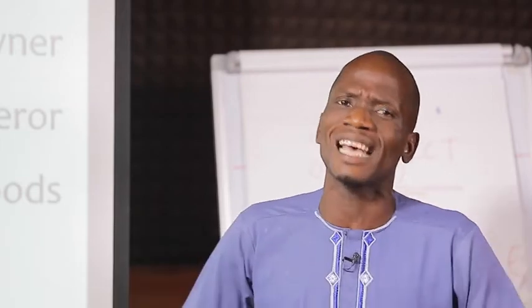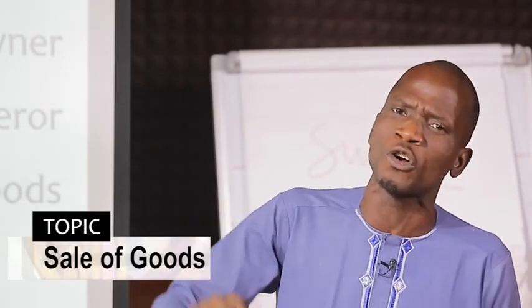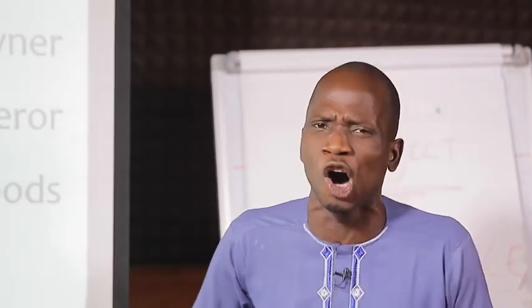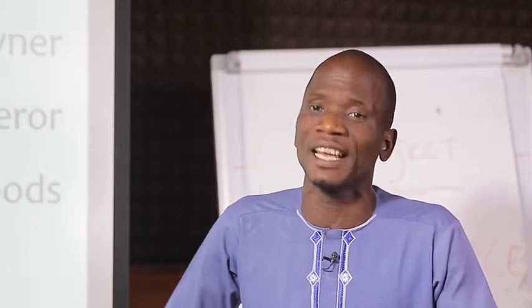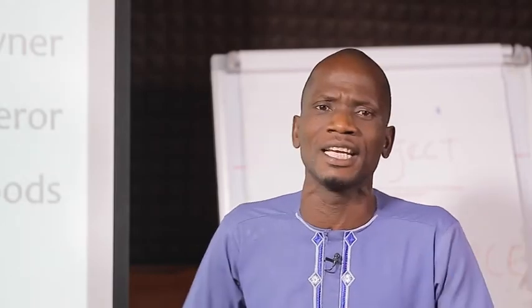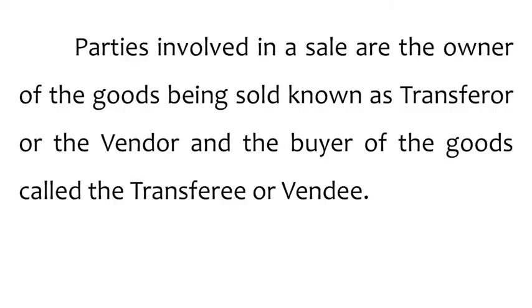It is what we call sales of goods, and it is often governed by what? By a law. A law must regulate it in order to eliminate disputes or disagreements in the process. Parties involved in sales of goods, as I earlier said, are the owner of goods being sold, known as transferor or the vendor, and the buyer of the goods called the transferee or the vendee.